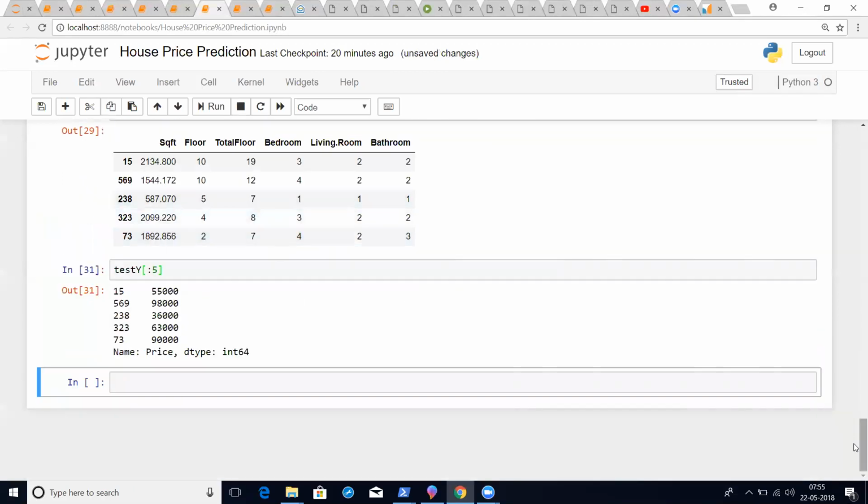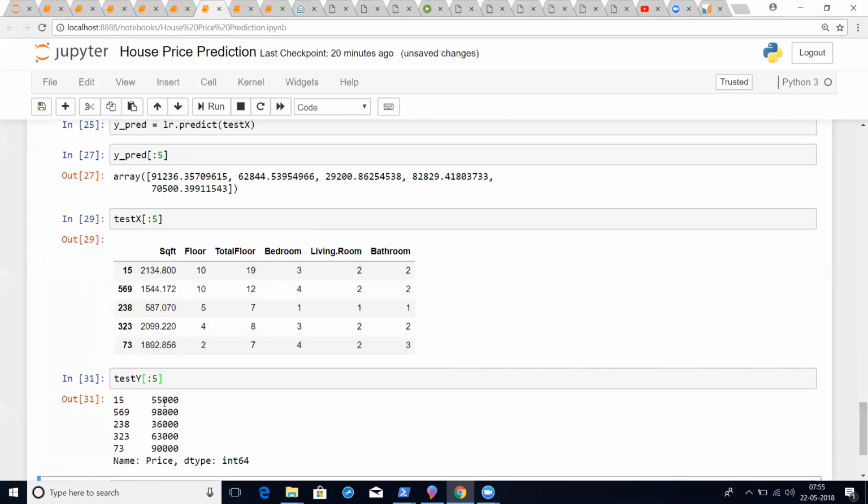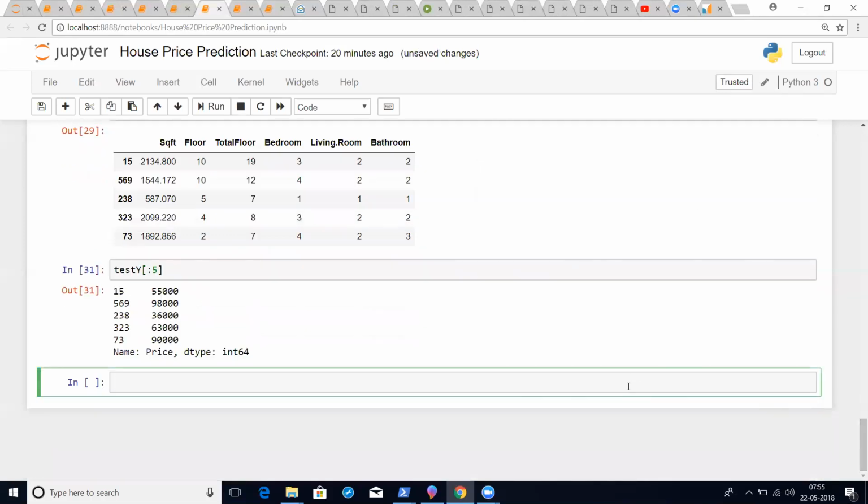So what does it mean? To see the data, the first house price was 55,000, and it is predicting 91,000. The second house was 98,000, it is predicting 68,000. Third price was 36,000, it is predicting 29,000. Understood, right? Fourth price was 63,000, it is 82,000. Fifth price was 90,000, it is predicting 70,000. Of course, there is an error here. Not so close it is getting. That's because maybe degree 2 is better. We are using degree 1 now. But how do you compare and how do you conclude what is the error for this entire algorithm?